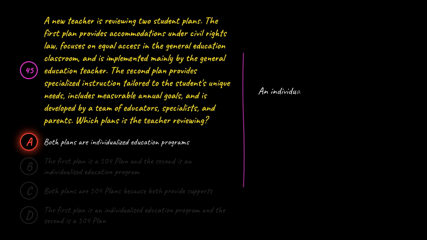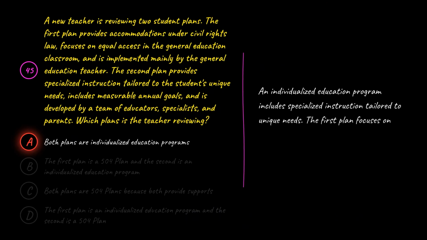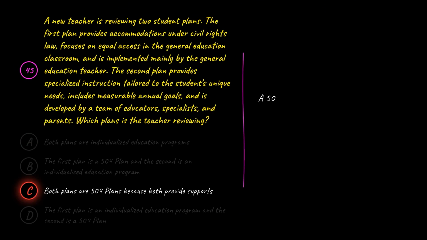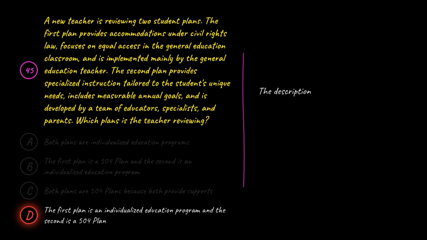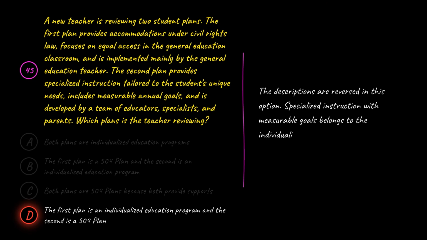A is wrong because an individualized education program includes specialized instruction tailored to unique needs. The first plan focuses on accommodations only, which is the hallmark of a 504 plan. C is wrong because a 504 plan does not include the specialized instruction or annual goal setting the second plan describes. The two plans are distinct documents. D is wrong because the descriptions are reversed in this option. Specialized instruction with measurable goals belongs to the individualized education program, not the 504 plan.